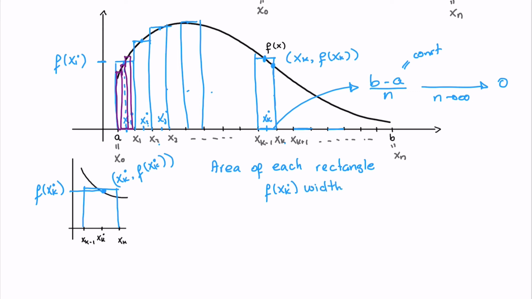Now let's talk a little bit about the width. Since every piece of the partition has the same length, we call this delta x. We give it just that name. This length here is delta x. It's the same as this length here, that's also delta x. So the base of this rectangle, we call it delta x. So this would be f of xk dot delta x, and that would be the area of one rectangle.